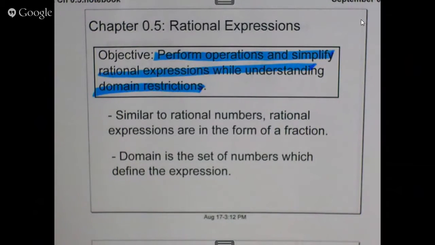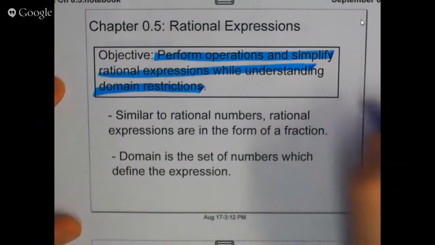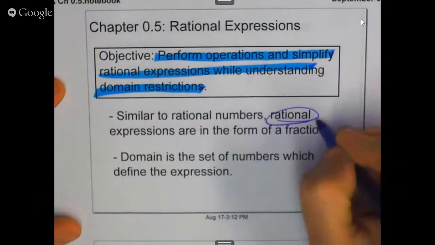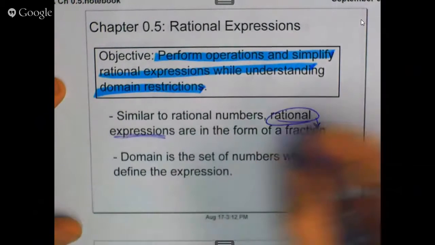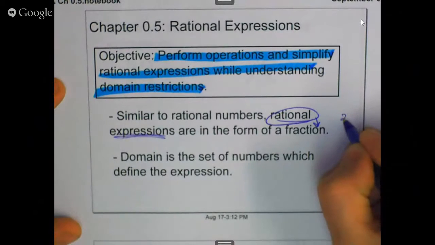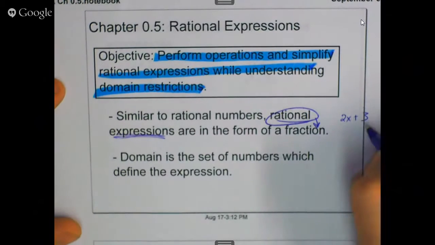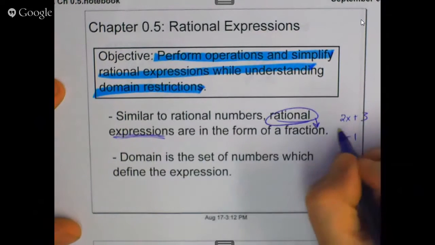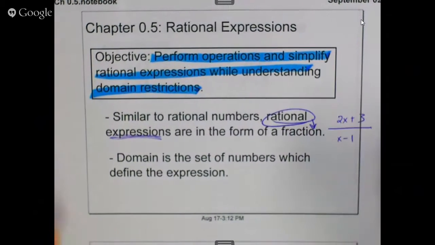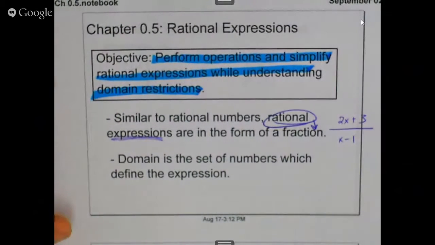So similar to rational numbers, rational expressions are in the form of a fraction. So rational means fraction. Okay. So I have some expression, such as 2x plus 3, or I could also have x minus 1, in the form of a fraction. So if I put a bar over it, that's a rational expression right there.